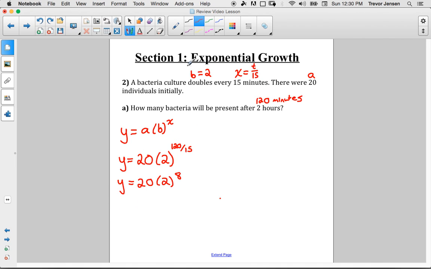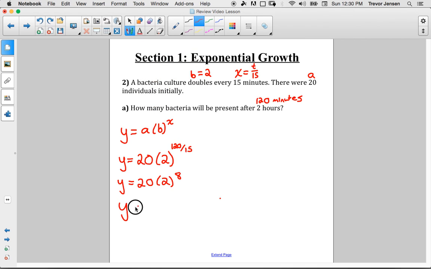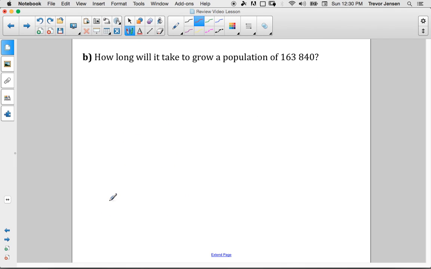So y equals 5,120. And then you should write a nice concluding statement that says there will be 5,120 bacteria present after 2 hours. Let's do another question.